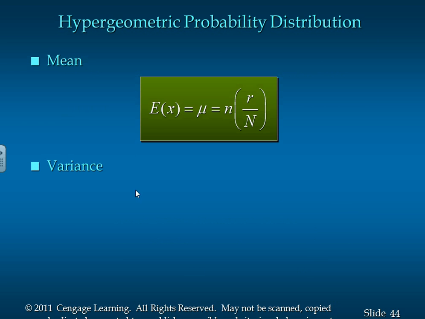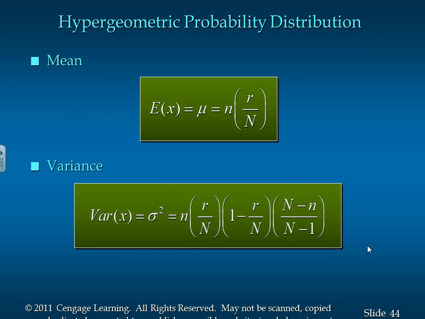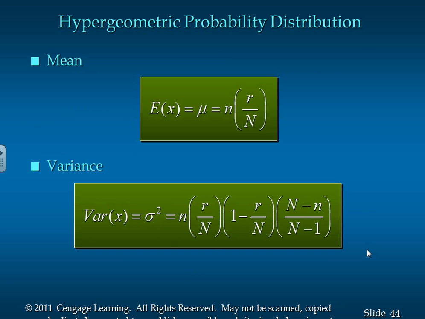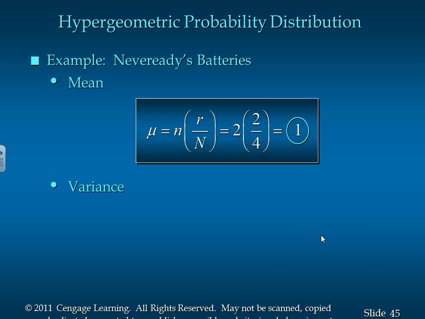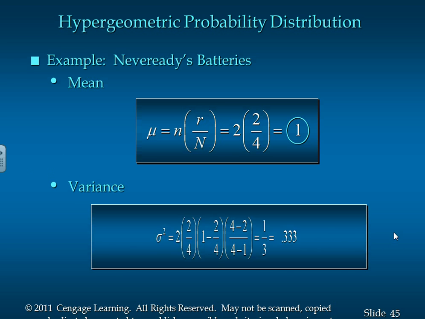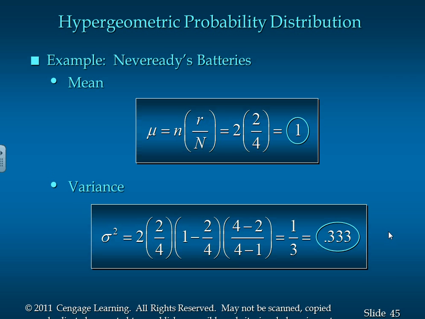The mean and variance and the hypergeometric probability are those two guys. Isn't that lovely? Well, I'm probably not going to remember that either. So the mean, one good battery. The variance, 0.33.